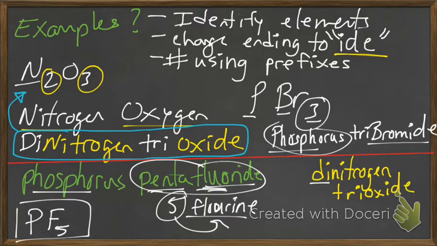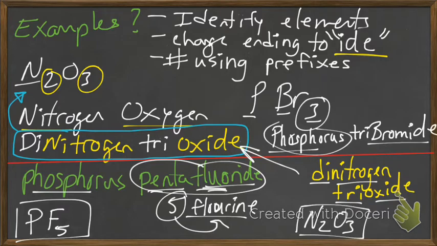And then finally, dinitrogen trioxide. Wait a minute, I just did that, didn't I? Bad example. N2O3. Dinitrogen, 2 nitrogens, trioxide, 3 oxygens.